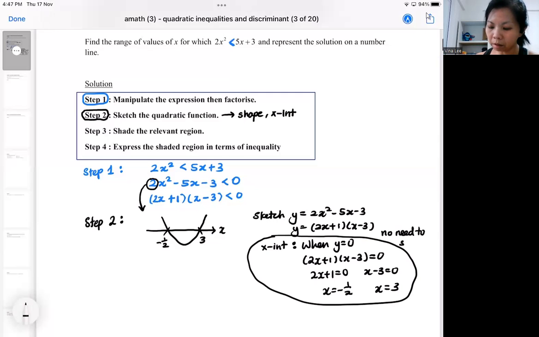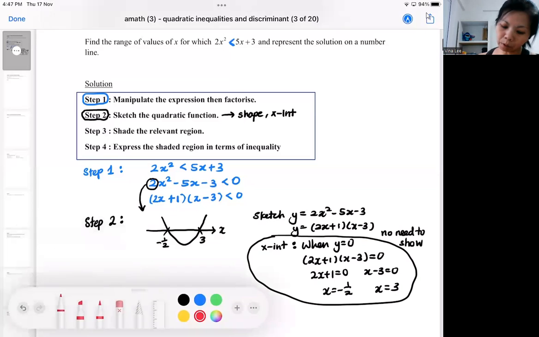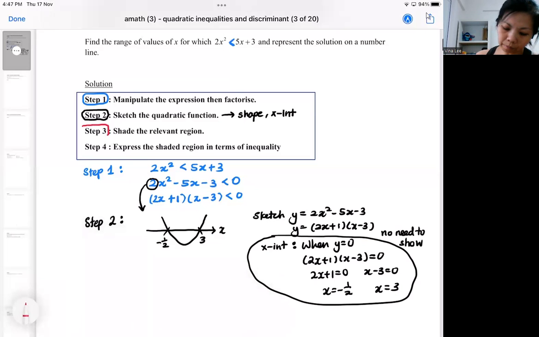You can do this mentally in your head. I just need the x-intercept. So I need the shape, I need the x-intercept. Then the third step, I'm going to shade. So this is the part where some students will be a bit confused.